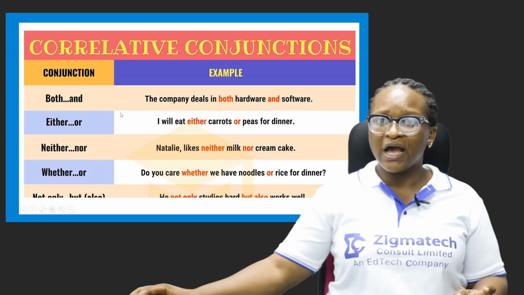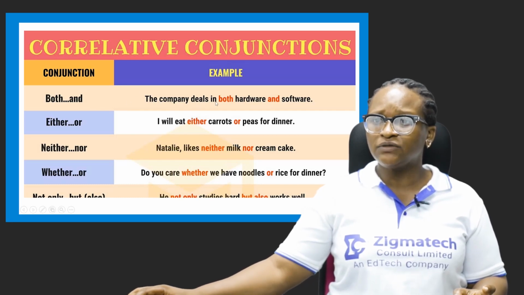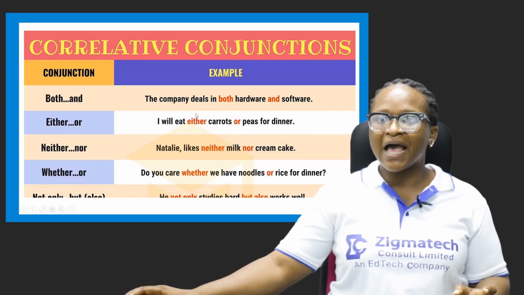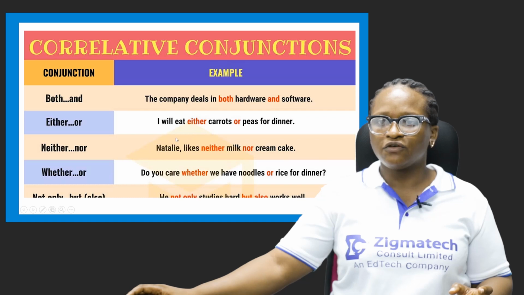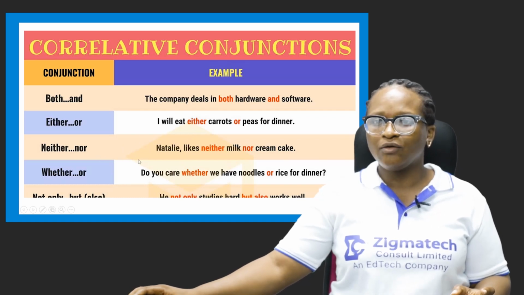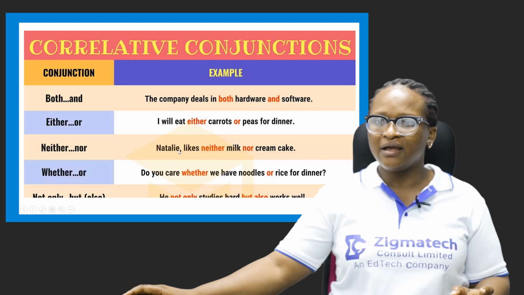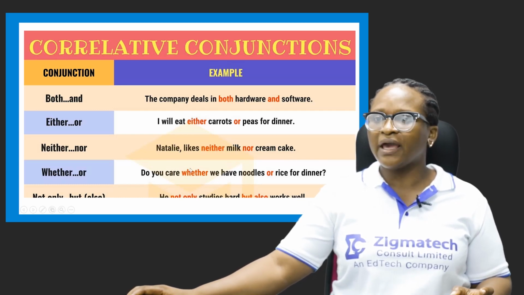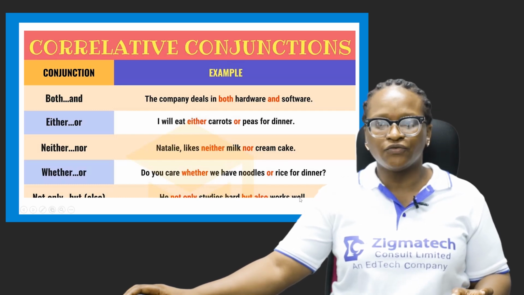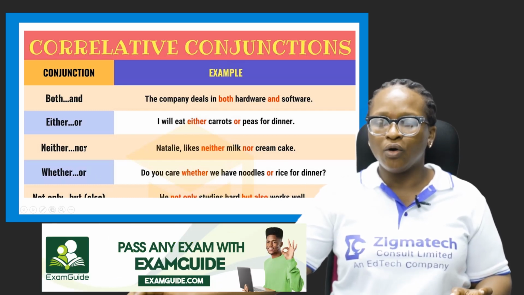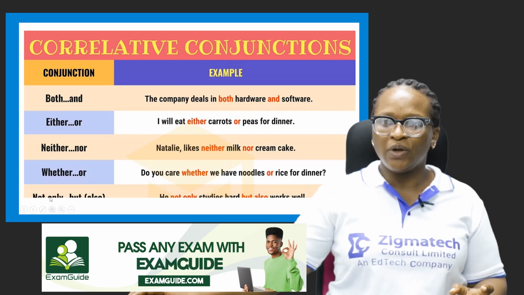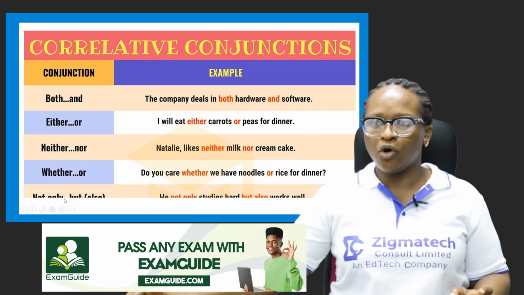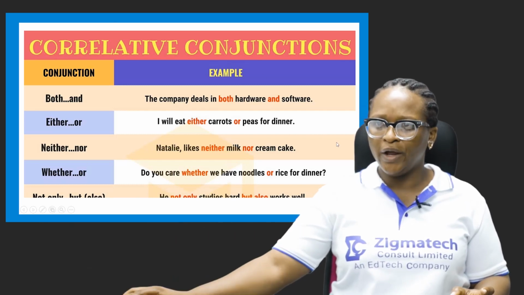All right, so we have a sentence here. It says the company deals in both hardwares and softwares. I will eat either carrots or peas for dinner. Neither nor, we have Natalia likes neither milk nor cream cake. Do you care whether we have noodles or rice for dinner? So you see that whether or has the same use as either or. Then we have not only but also. He not only studies hard, but also he works well.